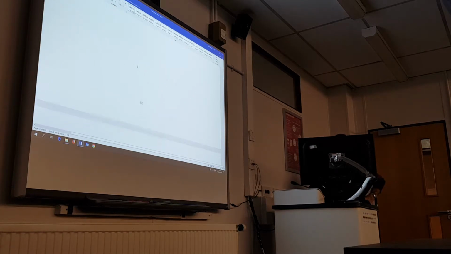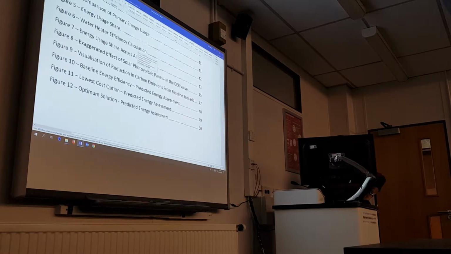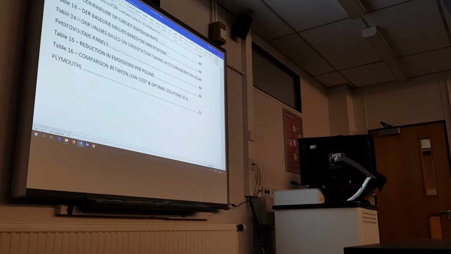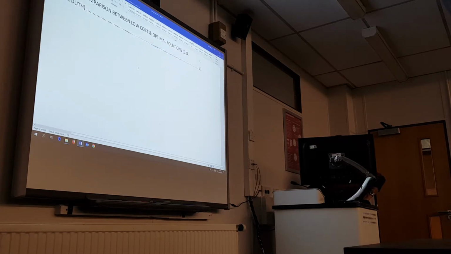List of tables. List of figures as well. Make note of all these, okay? Because if you've got figures, and I'm sure you will have, tables, and I'm sure you will have as well. Yeah?